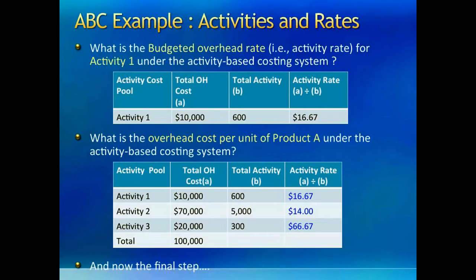In the first step, we will finish calculating overhead rates for all three activities, just as we did for activity 1. We divide the dollar overhead cost in each pool by the total activity in that pool and get three different rates instead of one. Notice that the rate for activity 1 is just copied down from the table above, and the procedure to get the rates for the other two is exactly the same. Now, we will have the final step in which we will multiply these rates we calculated by actual activity in product A. Let us see.